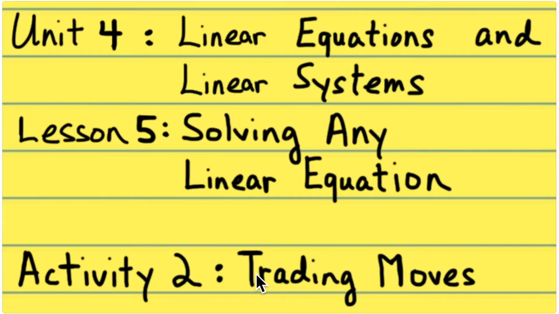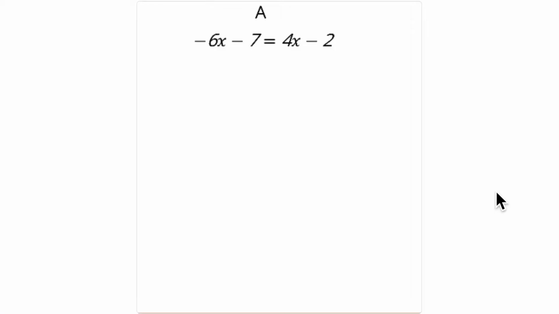This is Activity 2, Trading Moves, from Lesson 5, Solving Any Linear Equation. And the trading moves means that you're supposed to work with a partner, with another student, and take turns solving this equation. So basically trading each time, or taking turns each time.